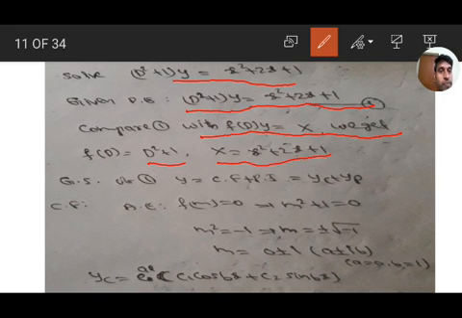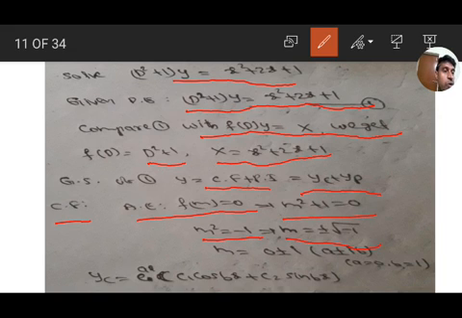2x plus 1. General solution of equation 1 is y equal to complementary function plus particular integral, that is yc plus yp. So for the complementary function, the auxiliary equation is f of m equal to 0. F of m means m square plus 1 equal to 0. So m square equal to minus 1. So m equal to plus or minus square root of minus 1. Square root of minus 1 means i, that is 0 plus or minus i. That is a plus ib form, where a equal to 0, b equal to 1, so the roots are complex roots.